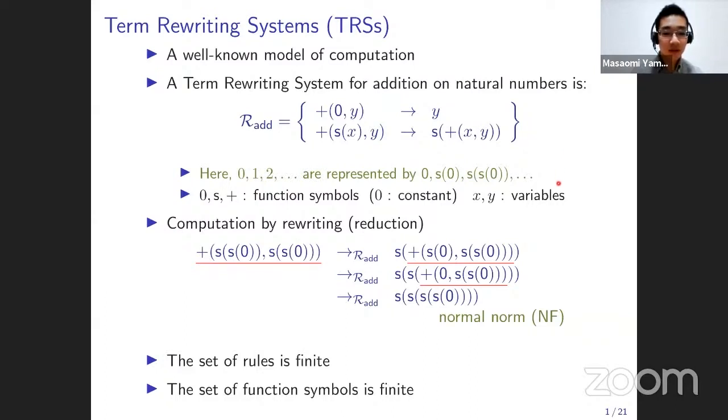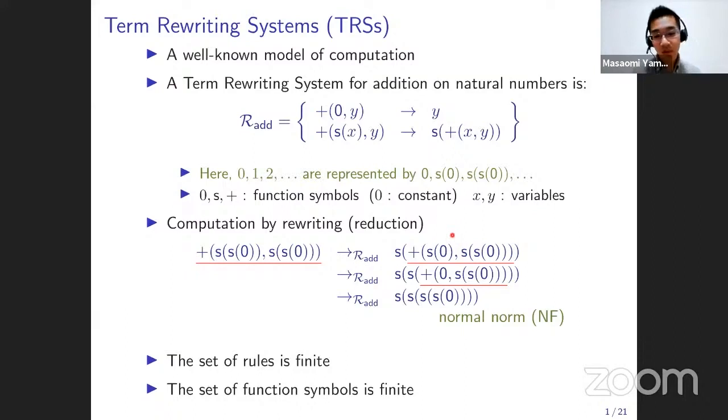Here, 0, 1, 2 are represented by 0, s0, ss0. And 0, s, plus are called function symbols, and a function symbol that takes no argument is called a constant. So 0 is a constant. x, y are variables.